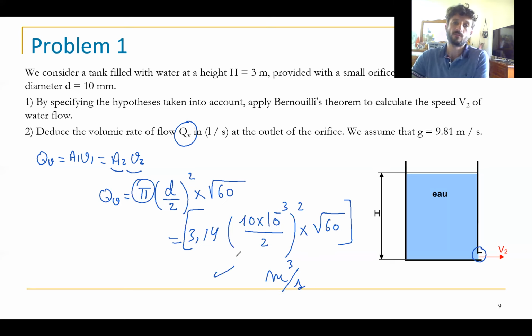Let me calculate. It equals 0.608. This is the value of the quantity, the volume per unit second. We can say it is the rate of flow, the volumic rate of flow.